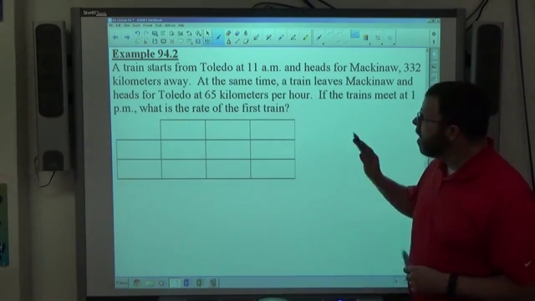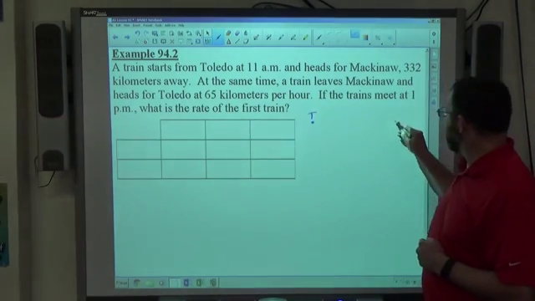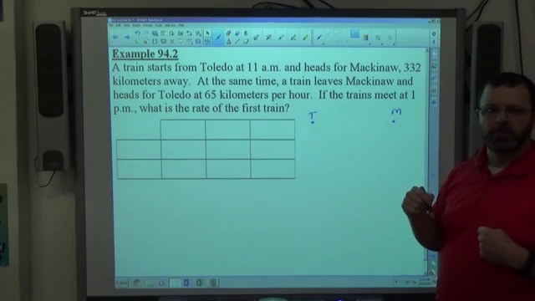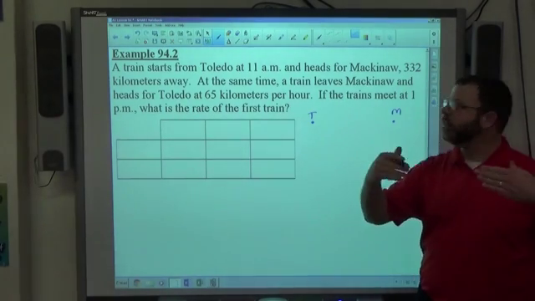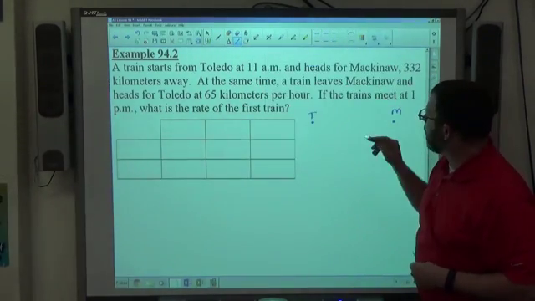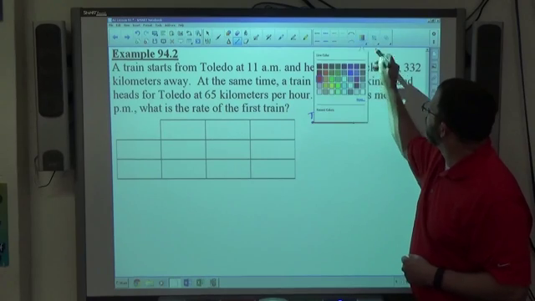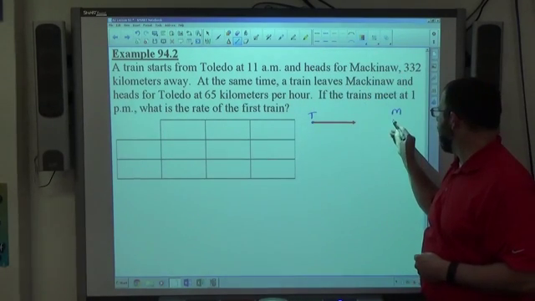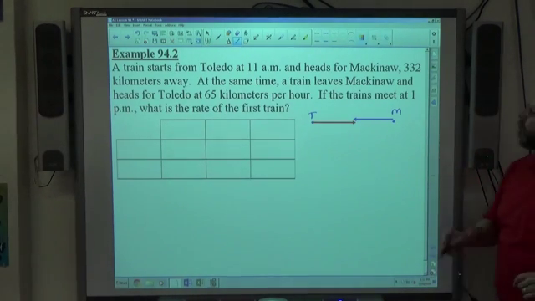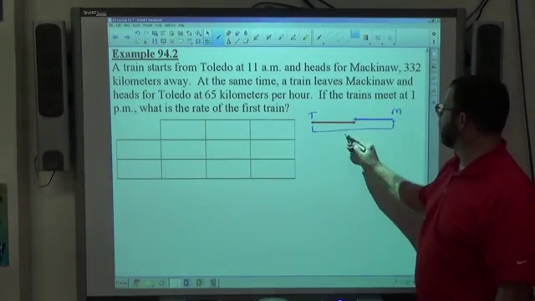So, we have two trains in different towns. One train in Toledo, one train in Mackinac. They both leave their station at the same time, headed towards each other. They're both going some speed, right? So they're both going to move some distance. They're not crashing. If I were to draw arrows representing their travels, the Toledo train will travel some distance towards the Mackinac train. The Mackinac train will travel some distance towards the Toledo train on a separate track. Right? So the total distance traveled by the two trains is the distance between the towns, which is 332 kilometers.